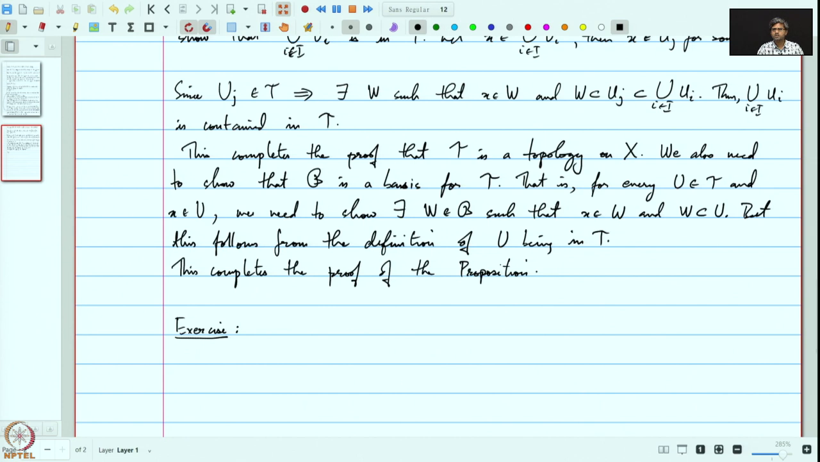Notice that in this proposition, we started with a set and a collection B, which satisfied two properties. And then we defined a topology tau on X using this collection B. And moreover, B turned out to be a basis for that topology tau. But we can ask ourselves, what happens if we started with a topology and a basis for that topology?